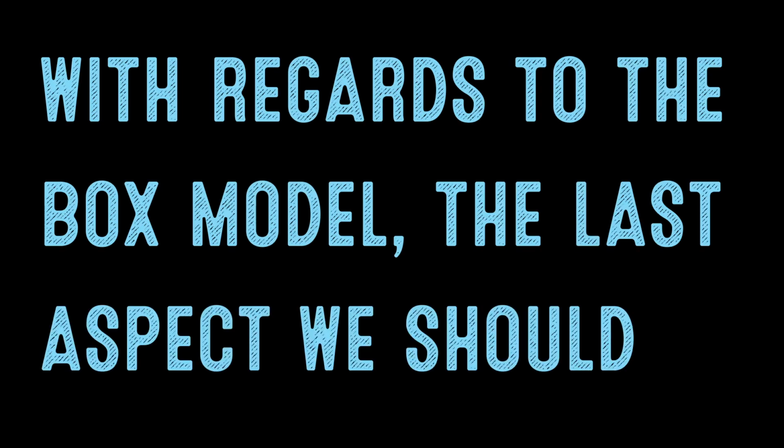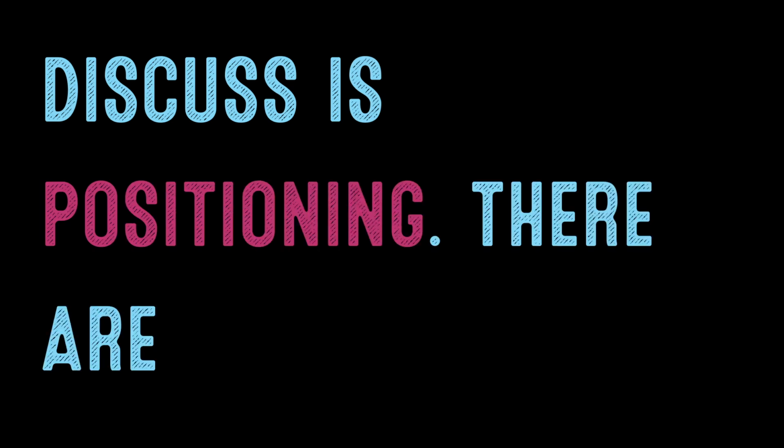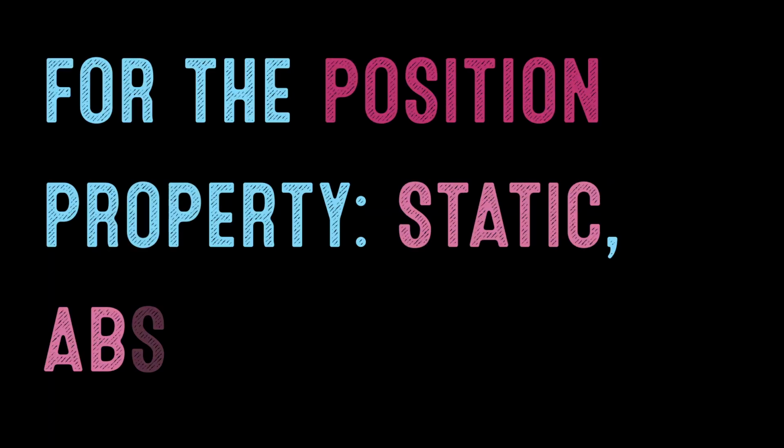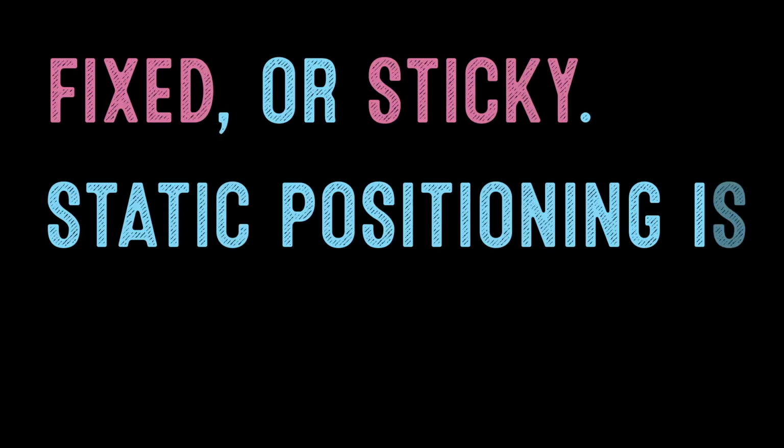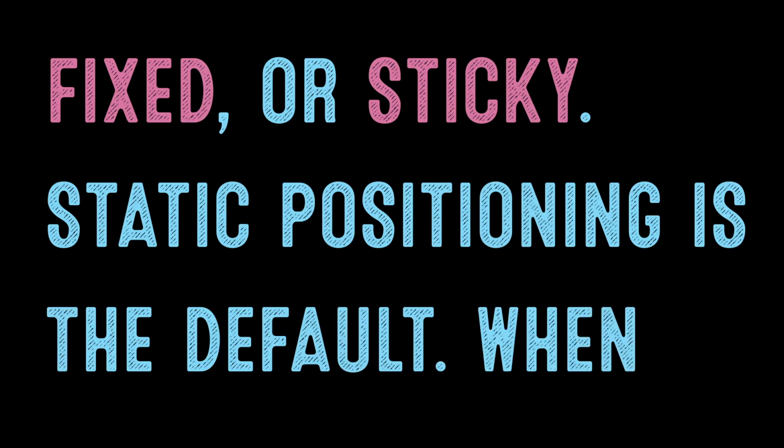The Daily Code Snippet. With regards to the box model, the last aspect we should discuss is positioning. There are 5 values for the position property: static, absolute, relative, fixed, or sticky. Static positioning is the default.